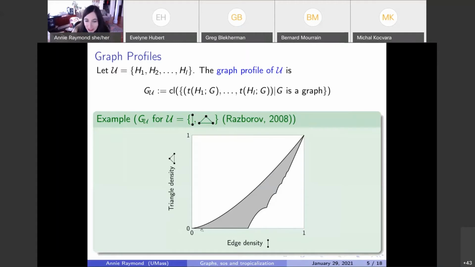So you can see Mantel's theorem on the x-axis, right? Mantel's theorem said that if the triangle density is 0, so if I'm really on my x-axis, then the maximum edge density is 1/2. And I see the last point that I have within my region is 1/2. So that's kind of cool. Mantel's theorem is just there on the x-axis.